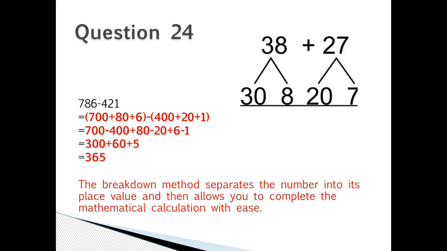The breakdown method separates the number into its place value and then allows you to complete the mathematical calculation with ease. Here's an example of breaking down numbers. 38 is broken down into its place values, the 8 for 8 units and the 3 for 3 tens, 30. 27, 7 for 7 units and 20 for 2 tens, 20.